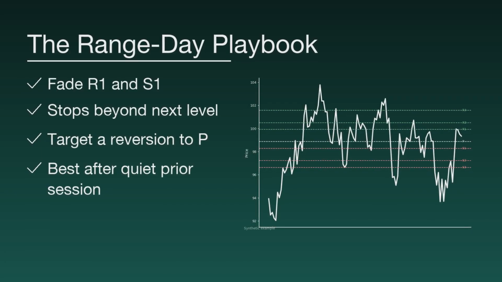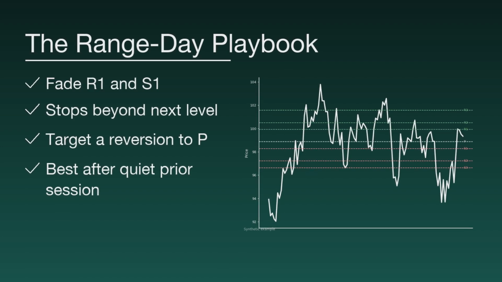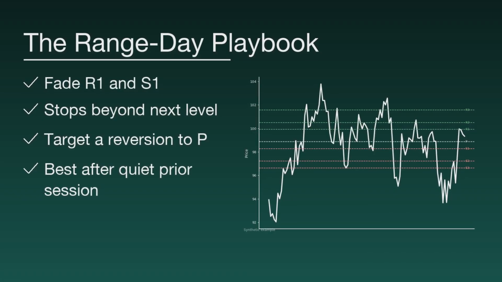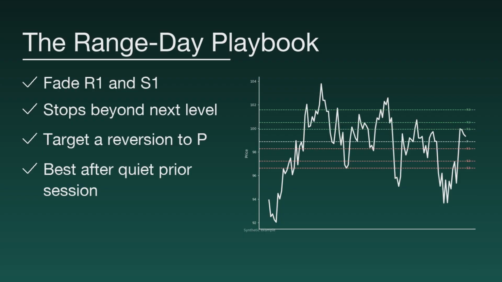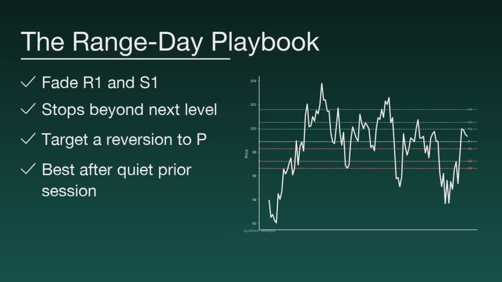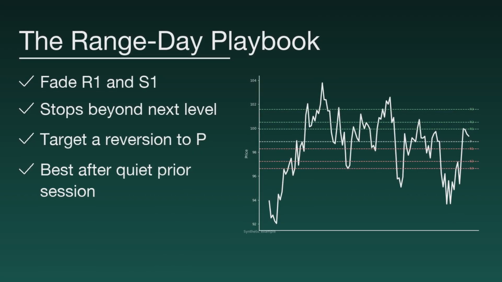The classic fade is to sell into R1 or R2 when momentum stalls and buy into S1 or S2 when sellers fail. Stops sit just beyond the next level, so risk is defined by structure, not feel. The expected target is a return to P. This works best when the prior day was also a range day and overnight volatility is muted.